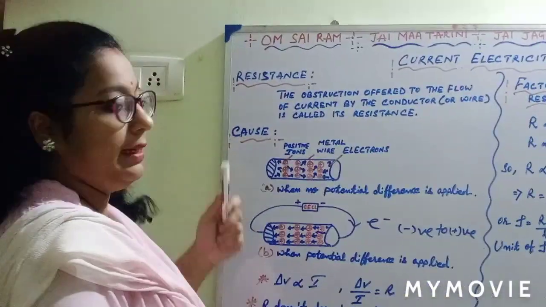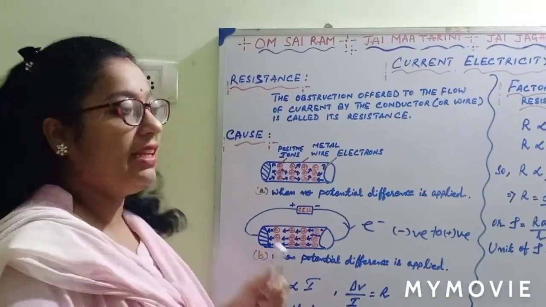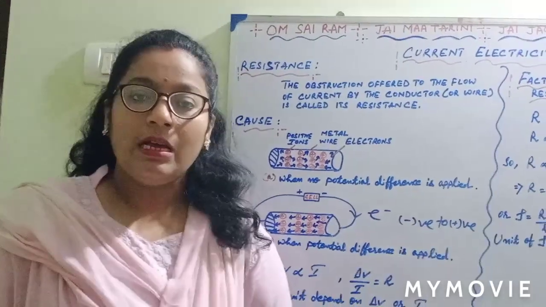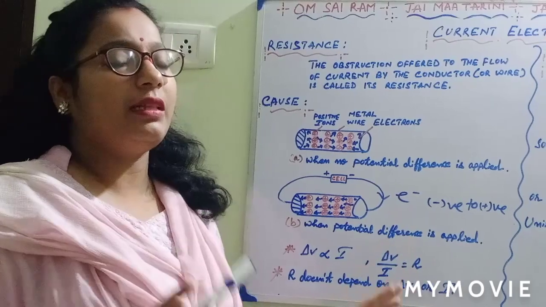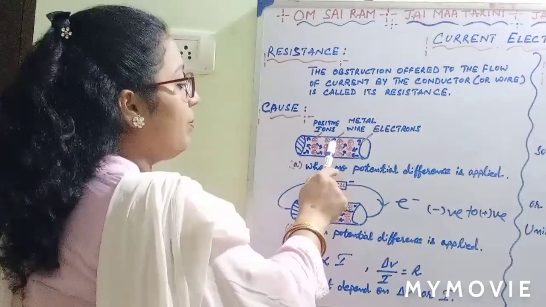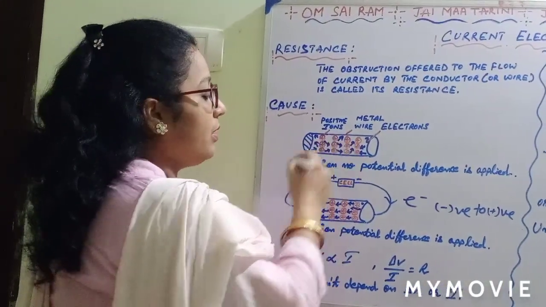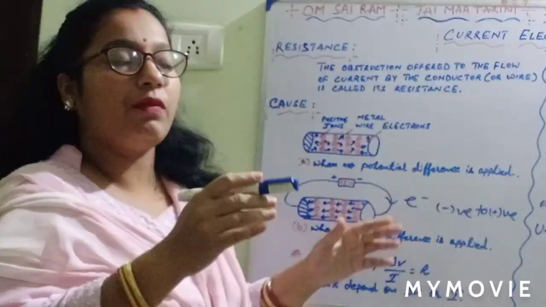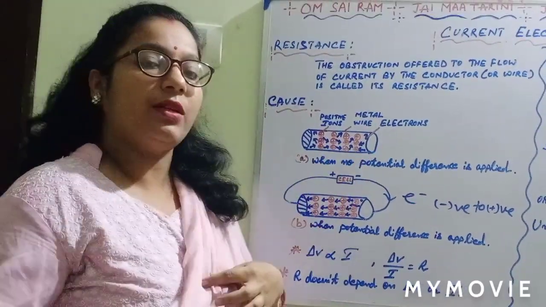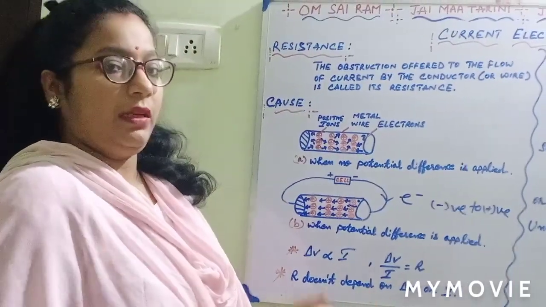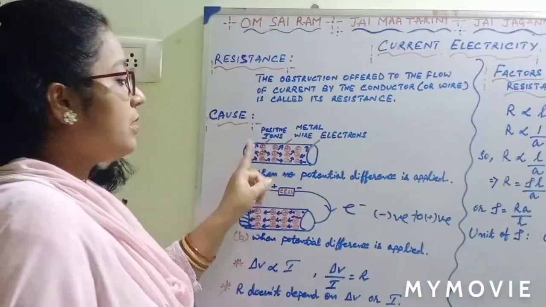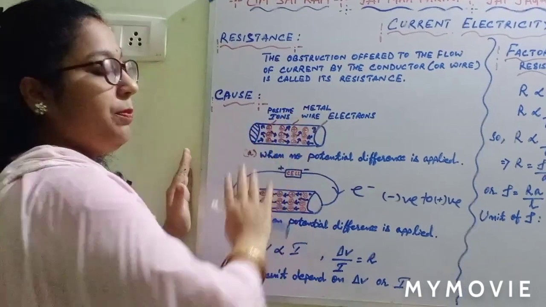If we take a conductor, we'll see that there are positive ions and electrons in it. These electrons are able to move freely inside the conductor. The arrows that have been shown are the electrons moving freely. There are positive ions also, but these positive ions do not move. They do not leave their place. They are stationary, and the electrons keep on moving.